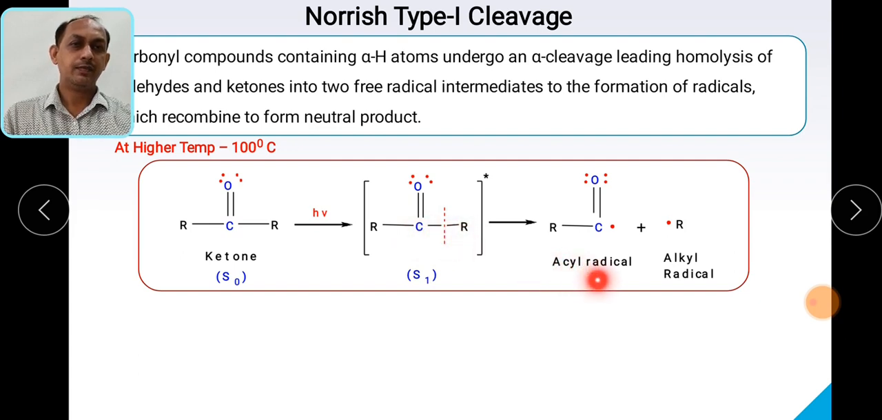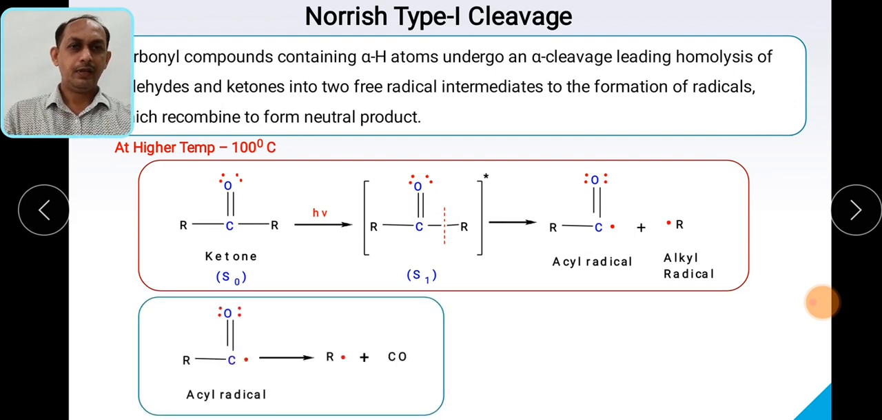Here you can see, this particular one is the acyl radical and this one is the alkyl radical. So these are the two radicals which are formed initially due to the breaking of this bond. In the next step, what will happen? This acyl radical again undergoes the cleavage of this particular bond.